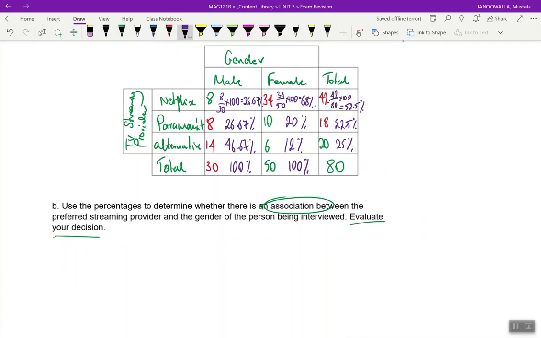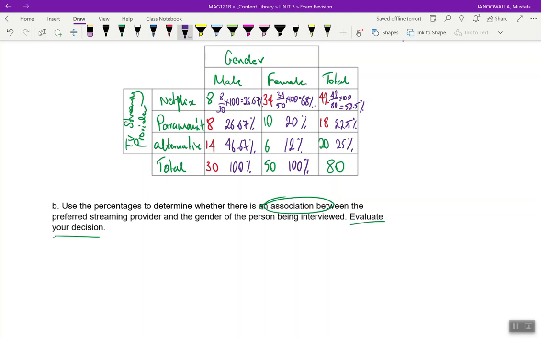All right, there's definitely a clear preference here. For example, for females, we can see 68% prefer Netflix compared to the 20% that prefer Paramount, right? And the last 12% like alternate, but the majority like Netflix. Whereas for males, we can see there's a tie between Netflix and Paramount, and a big number of them prefer alternative streaming providers. So that is the association.